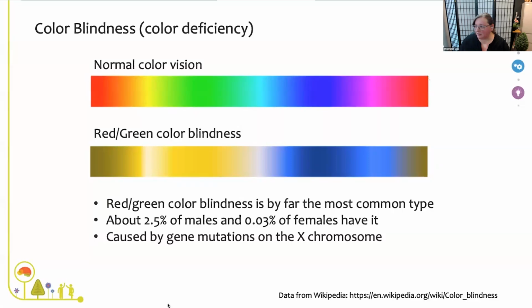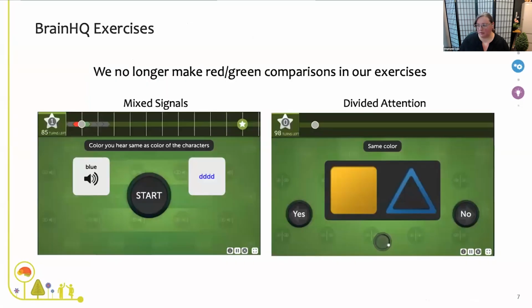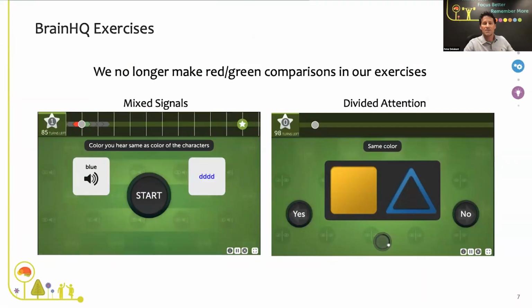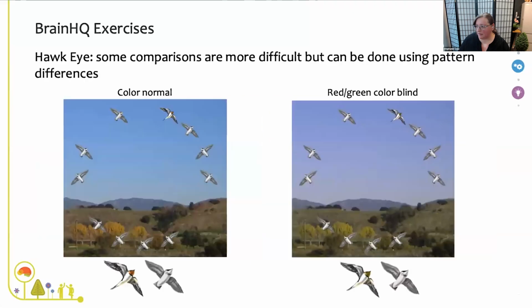All right. And so knowing now what we know about color blindness, let's talk about some of the changes that we've made to the exercises. These 2, mixed signals and divided attention, used to make red-green comparisons. So we've decided to take that comparison out of both of these exercises. And so they can be done a lot more easily by people with red-green color blindness. Yep. And then Hawkeye, like I said, is a big one that we often get questions about. You want to speak to that?